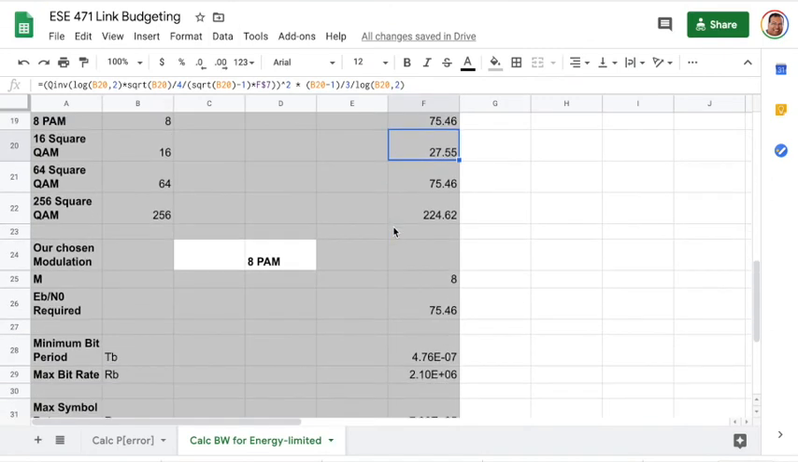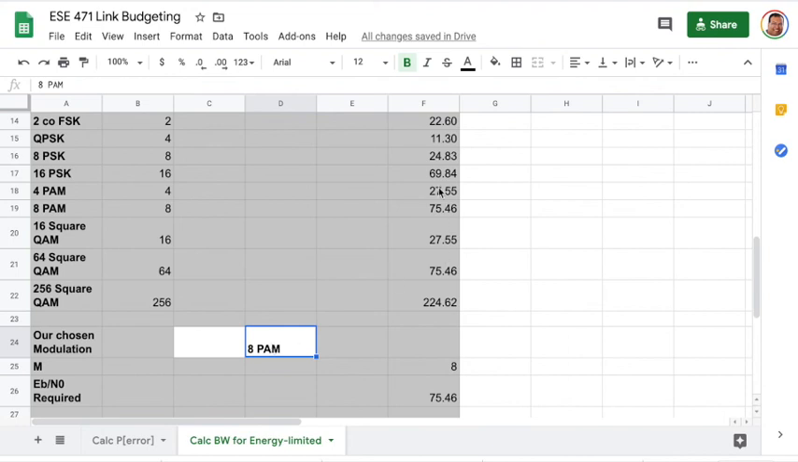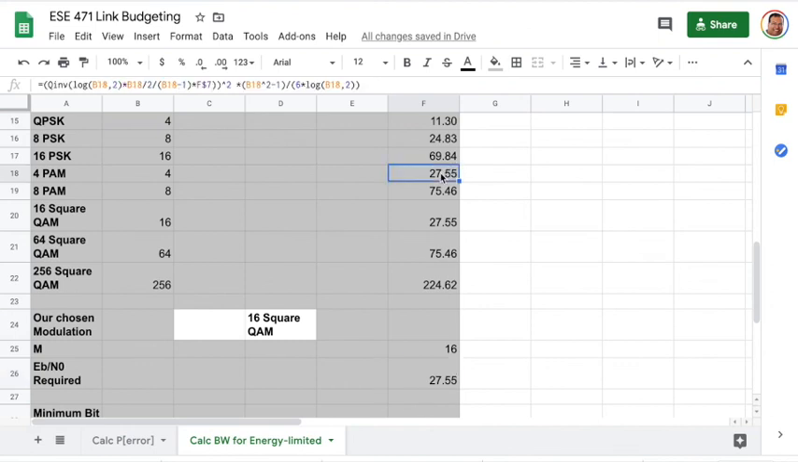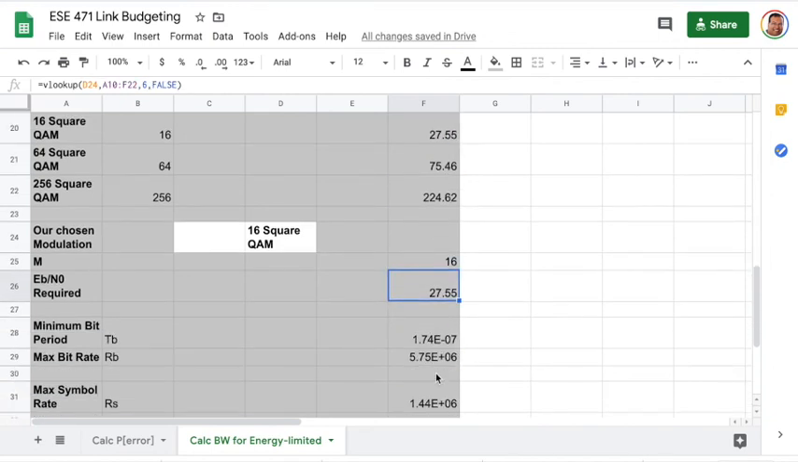The other one is that I'm using a VLOOKUP function here. So when you type in 8PAM, it will look up in column A for that 8PAM, and then the VLOOKUP function will return the second column over here, M. It is the number associated for M with that modulation. So here, if I type in 16 square QAM, I have to match the case, I believe, of what is listed here. But it pulls out 16, and it pulls the Eb/N0 from this row for 16 square QAM here, the 27.55. And then it uses those Eb/N0 values in these formulas down below.